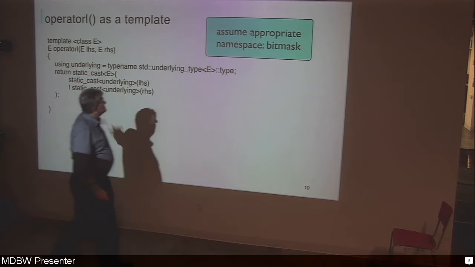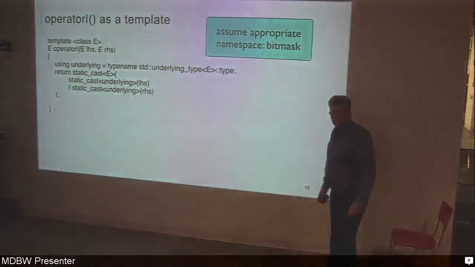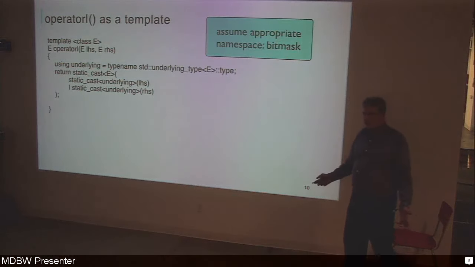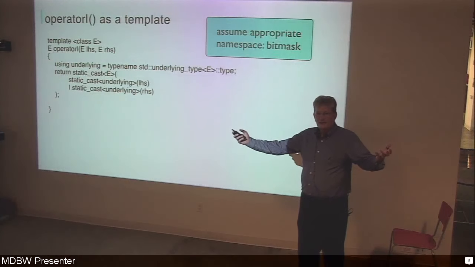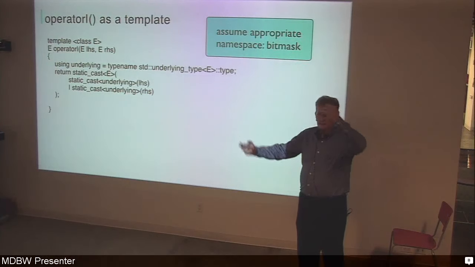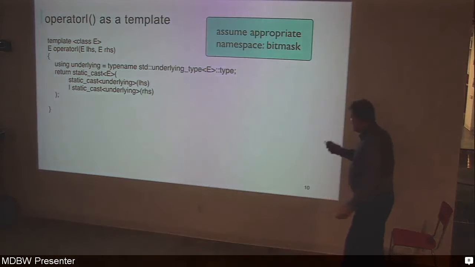So we'll assume this is in some appropriate namespace because I don't ever want to put anything in the global namespace except what I absolutely have to put in the global namespace. What do I absolutely have to put in the global namespace? One thing, it has to go in the global namespace. What is it? Main, of course. Main has to go in the global namespace.